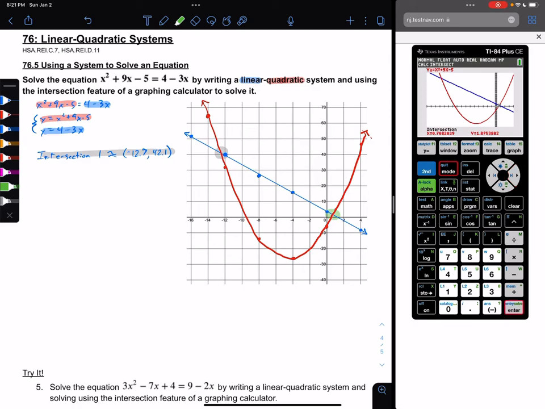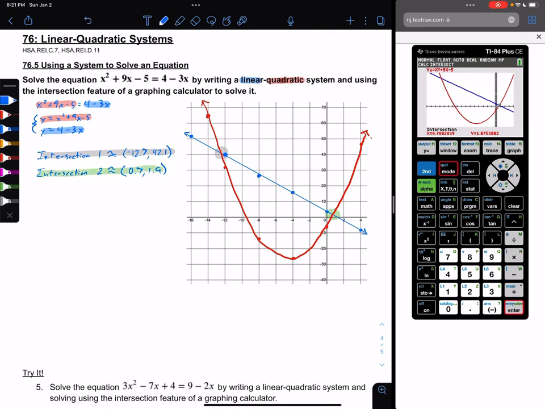So intersection point 2, so let's call this intersection 2, is approximately 0.7 and we'll round out 1.9. Okay, which again makes sense based on our graph, so we're okay with these.